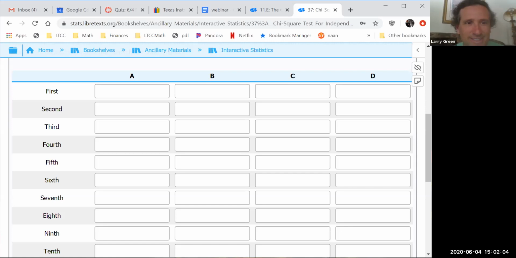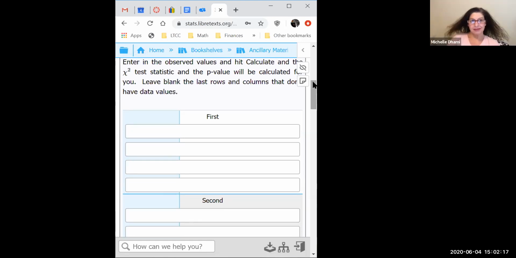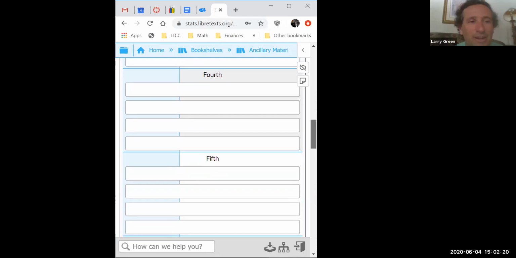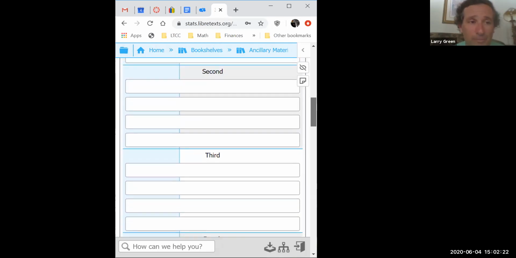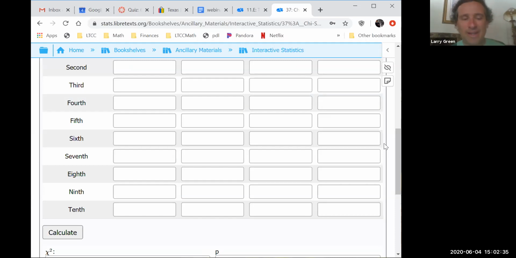If you have a smartphone, for example, on a narrow screen, it's going to look like this. If you have a wide screen, it's going to look like that. You have first, second, third, fourth. And it turns out it doesn't matter how you column, in other words, which are rows and which are columns. For independence, it's symmetric, so it doesn't matter. If you make that mistake, it means nothing. So this one worked. Let's see if I can make the other one work too.